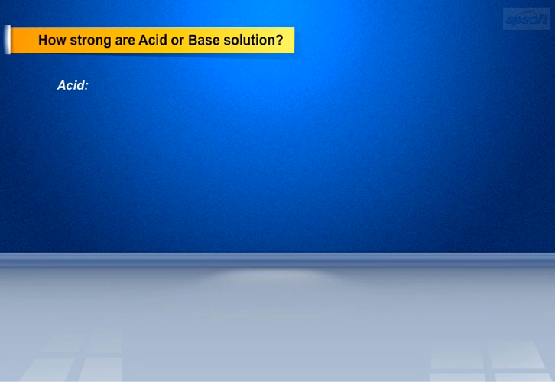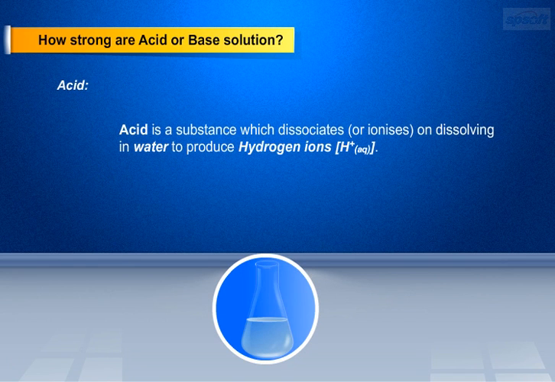Let's start with acid. Acid is a substance which dissociates or ionizes on dissolving in water to produce hydrogen ions. For example, hydrochloric acid gives hydrogen ions plus chloride ions.